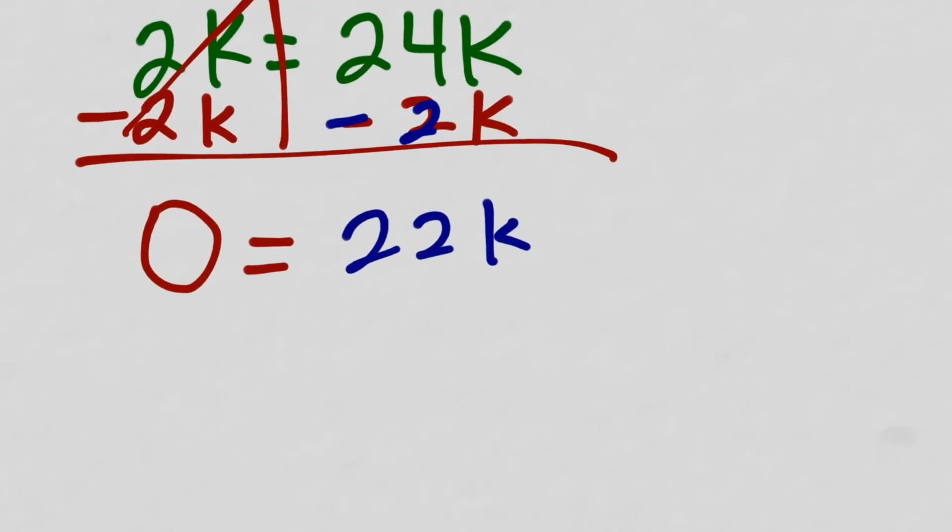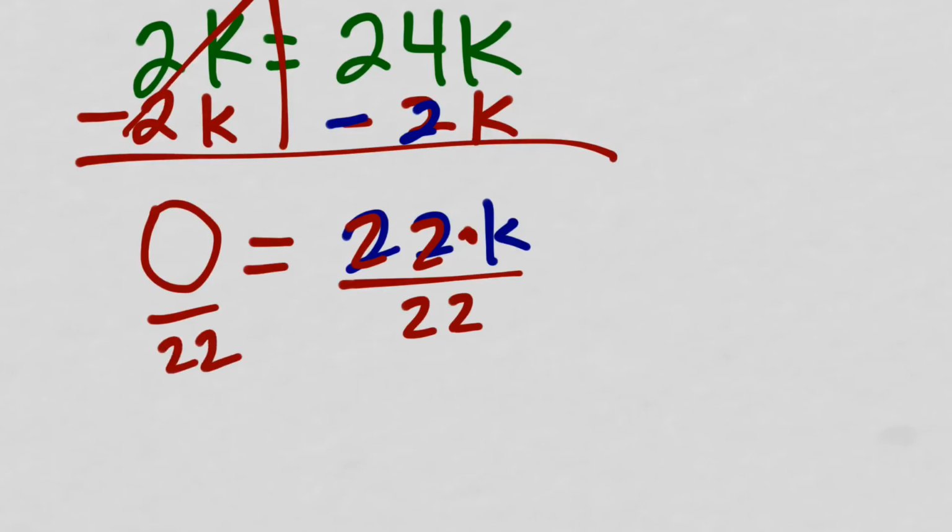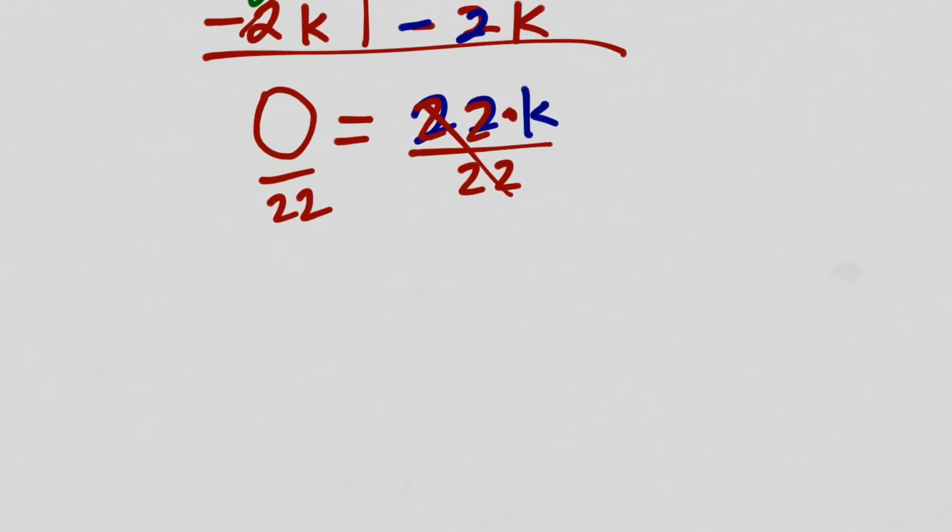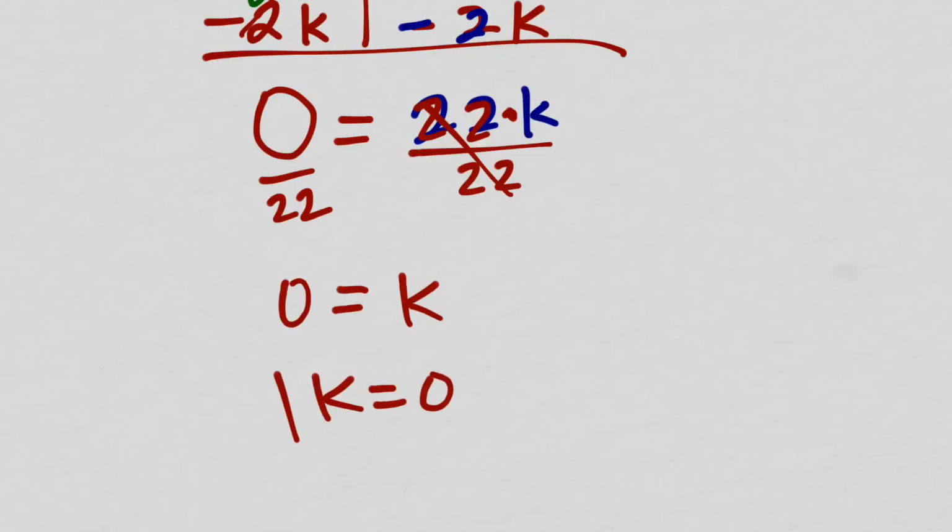To solve for k, I need to get rid of the 22. The opposite of multiplying by 22 is to divide by 22. So when I divide both sides by 22, 0 divided by 22 is 0. So my answer is just k equals 0.